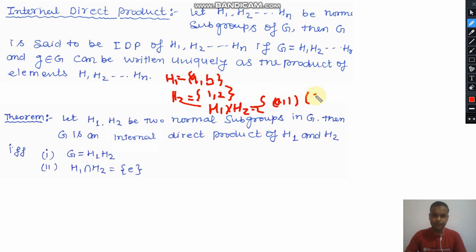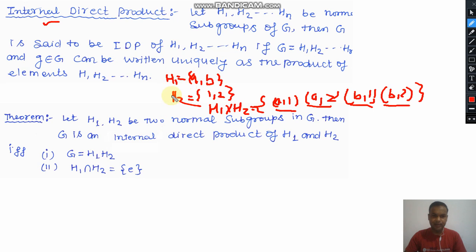a with 2, again b with 1, and b with 2. We will write such type of ordered pairs, and these ordered pairs will be considered as elements of this set H1 cross H2. This is the definition, or way, to find the external direct product of two or more subgroups. Today we are going to discuss the internal direct product.